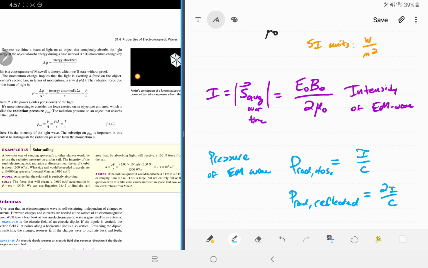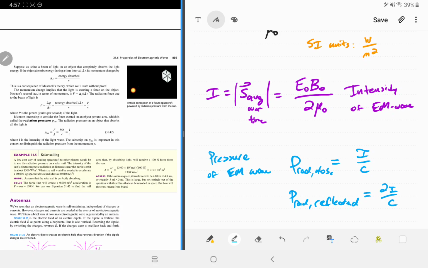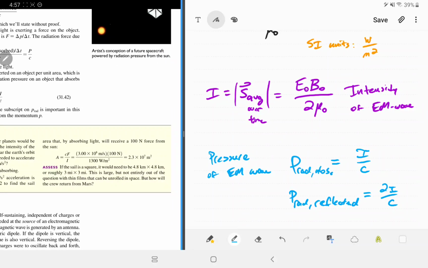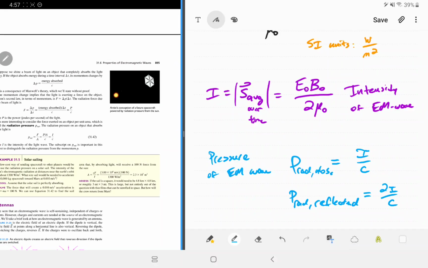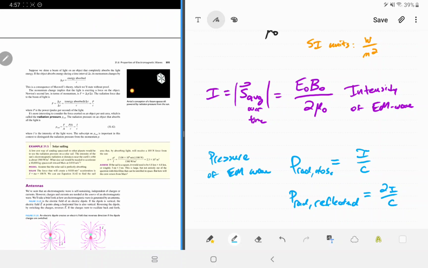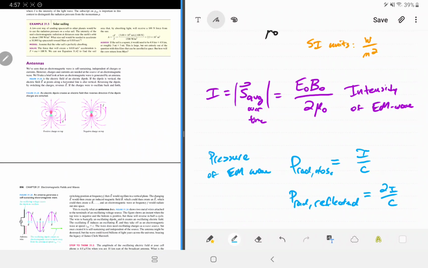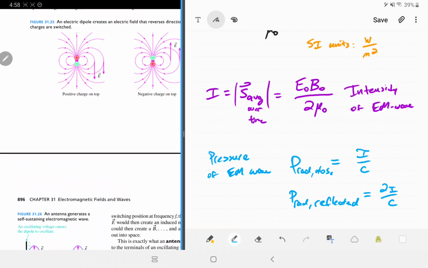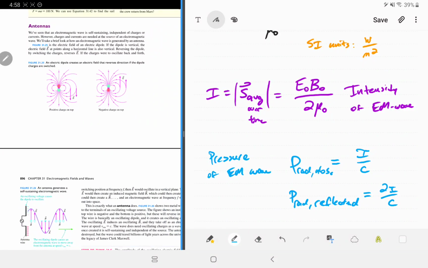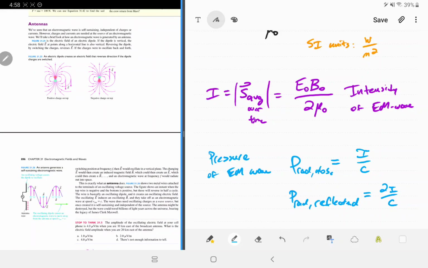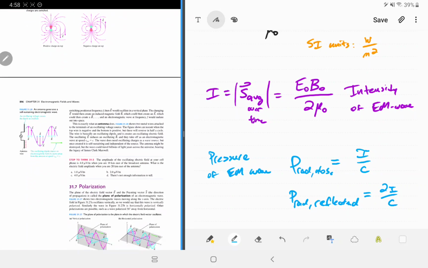So your book talks about solar sailing. There are some ideas for launching spacecraft and using sunlight to actually push on a spacecraft. But you would need a pretty big area. That's the point of this question. You would need a really huge area to get a force that is substantial. Okay, and then your book talks a little bit about antennas. A changing electric and magnetic field will set up E&M waves, and that's exactly how an antenna transmits signals. It's this oscillating electric and magnetic field that transmits EM waves.